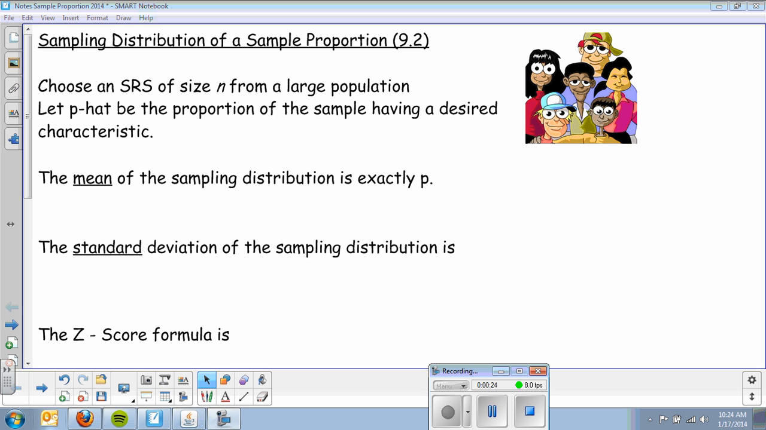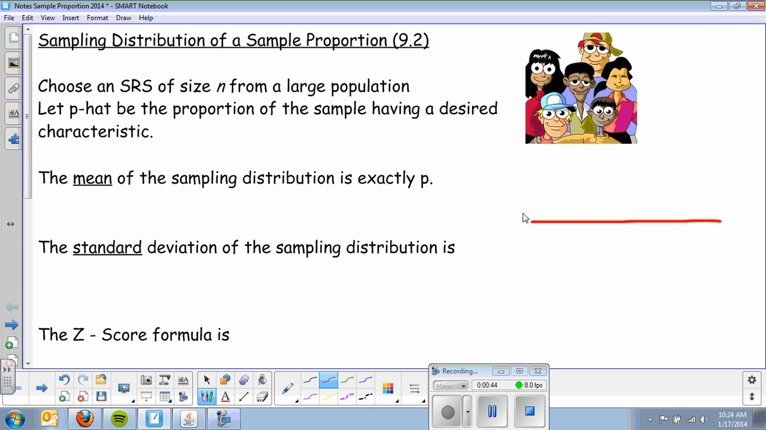So the first thing is we choose an SRS of size n from a large population. That's, again, a simple random sample of a certain size from a population, and p hat is the proportion of the sample having a desired characteristic. So we'll go back to the problem talking about ghosts, if people believe in ghosts.